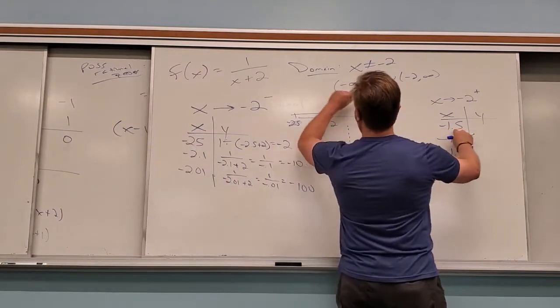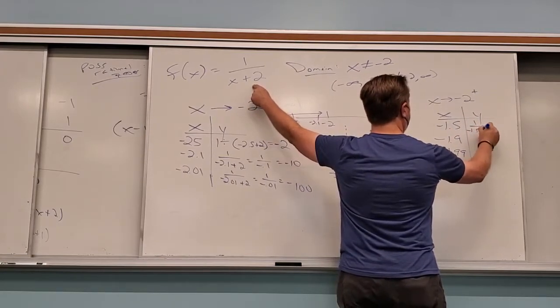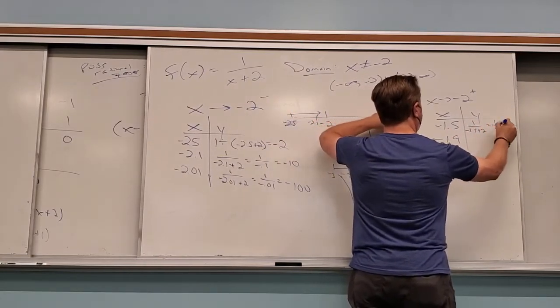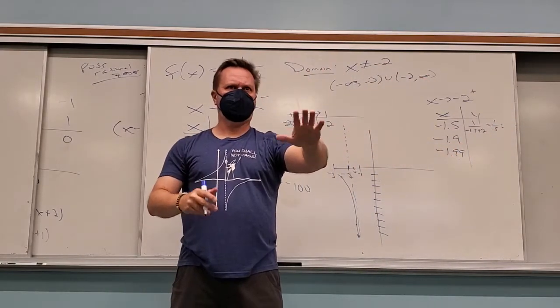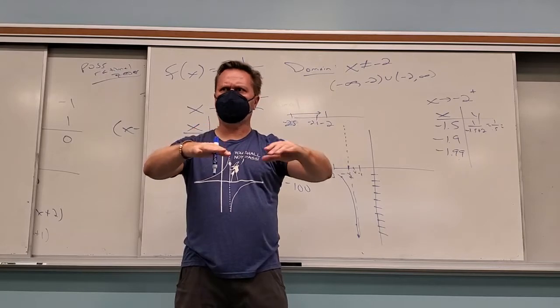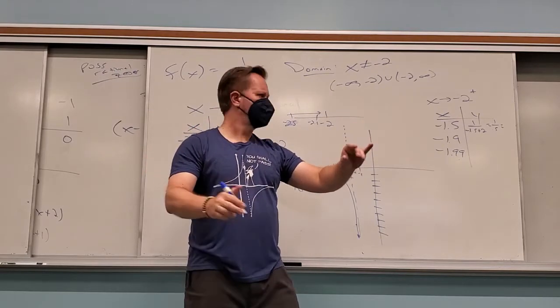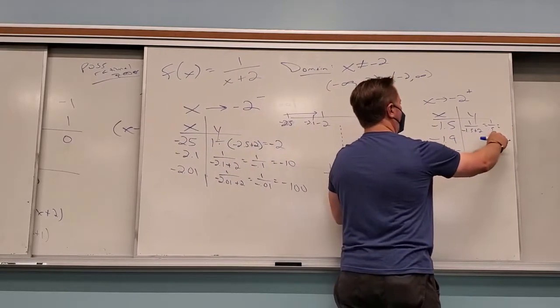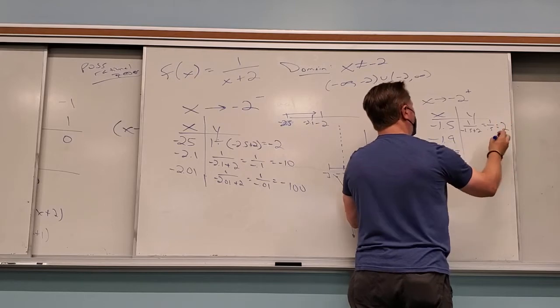So if I plug a negative 1.5 in, 1 over negative 1.5 plus 2 is 1 over 0.5. 1 divided by a half is positive 2. Do you guys see that I'm going to get something very familiar? Just positives now. Are you guys cool with this? You guys see this? Negative 1.5 plus 2 is positive 0.5. So 1 divided by a half is 2.